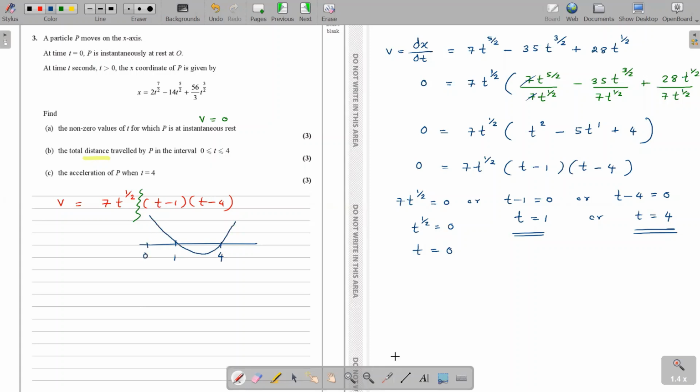Do you see what's going on here? This is how the velocity function will move. These y values will be multiplied with 7t to the power half. However, the main thing is that these values follow this quadratic pattern, which means from 0 to 1, you expect a positive displacement. Do you see what I'm talking about? And from 1 to 4, you expect a negative displacement. This is the important thing.